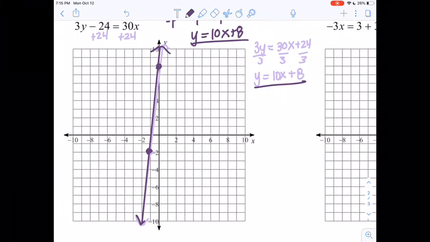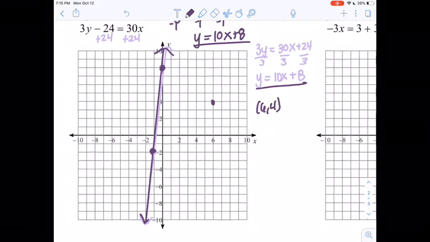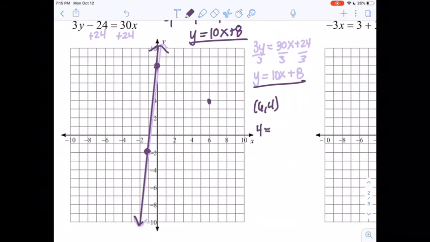However, it is different with a system of equations. I can't say my solution is all real numbers because let's say I picked a point right here. What is that? That's 6, 4. If I plug that into one of my equations, they're both the same. So if I plugged it into the equation, 4 equals 10 times 6 plus 8, that gives me 4 equals 68, which is not true. So this point right here is not a solution to my system. So I can't say all real numbers because not every single number works.